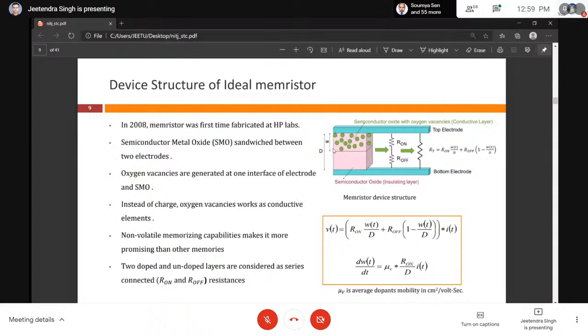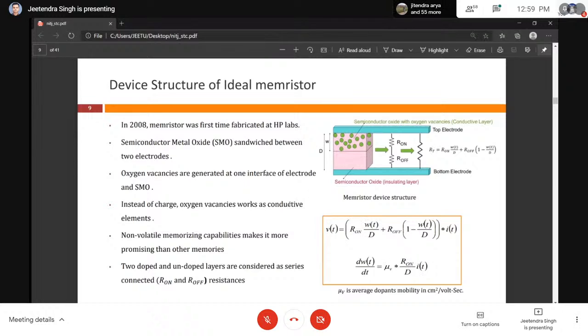Here the position of the oxygen vacancies determines the resistance of the resistive part of the device. If we differentiate the position, using the relation v equals mu into E, then dW by dt becomes mu into E. E is further V divided by the thickness of the device, that is, the voltage across it divided by the thickness, and V is further represented as R into I.